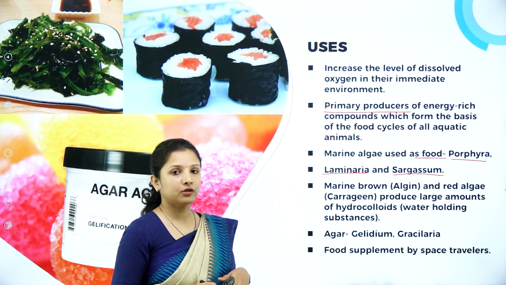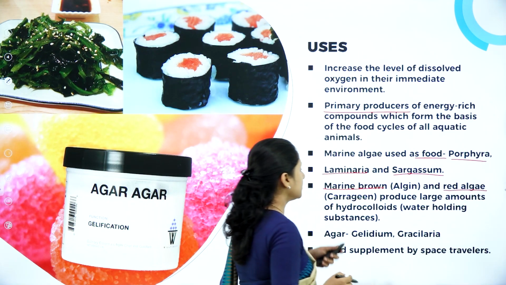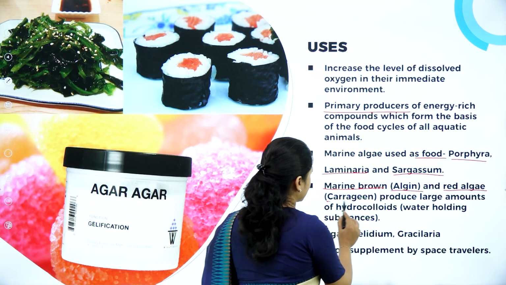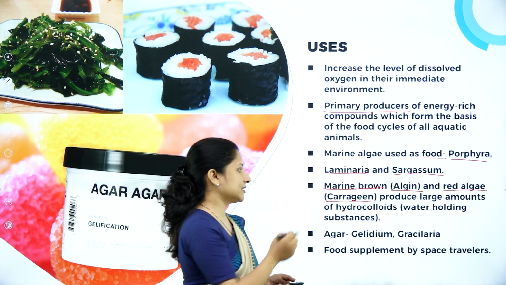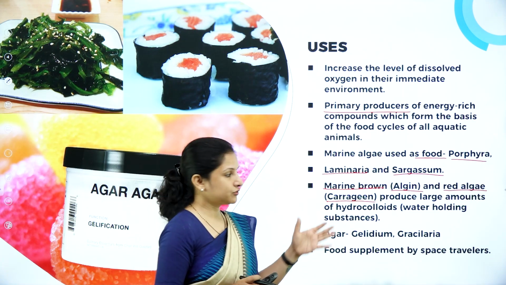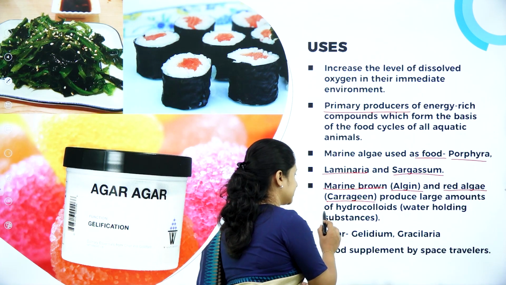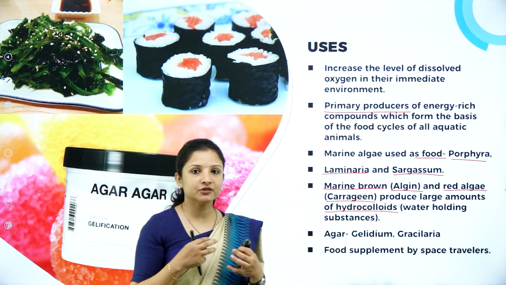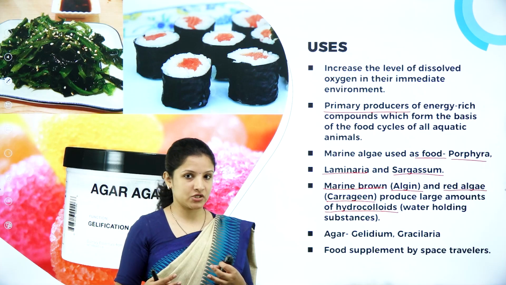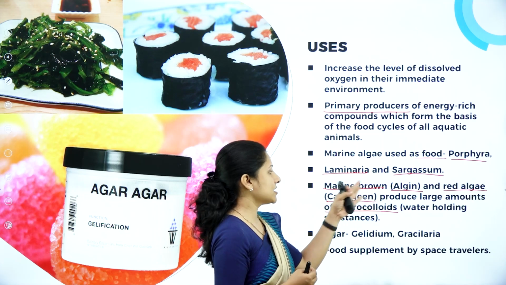Next, from marine brown algae and from red algae, two important products are derived, called algin and carrageenan. Algin is a compound derived from marine brown algae and carrageenan is a compound got from red algae. These two, algin and carrageenan, actually act as hydrocolloids. Hydrocolloids means they are capable of holding water. Therefore, they can be used in culinary preparations for thickening gels and thickening soups and all that.